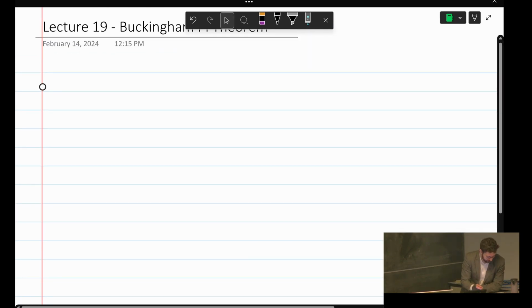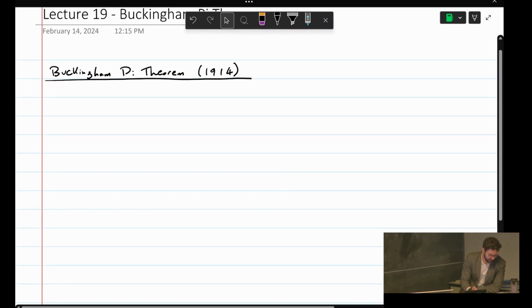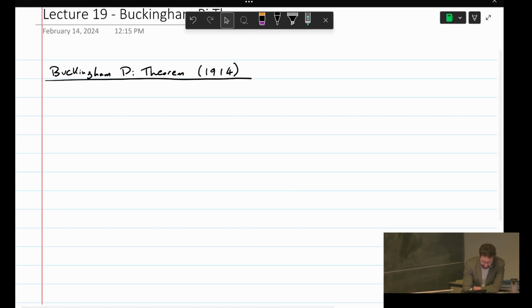Okay, so Buckingham pi theorem. If you're curious, this is a theorem from 1914, so a long time ago. The key idea here, let's say we have some performance parameter. We're going to call it U1. So something we want to measure the performance of.